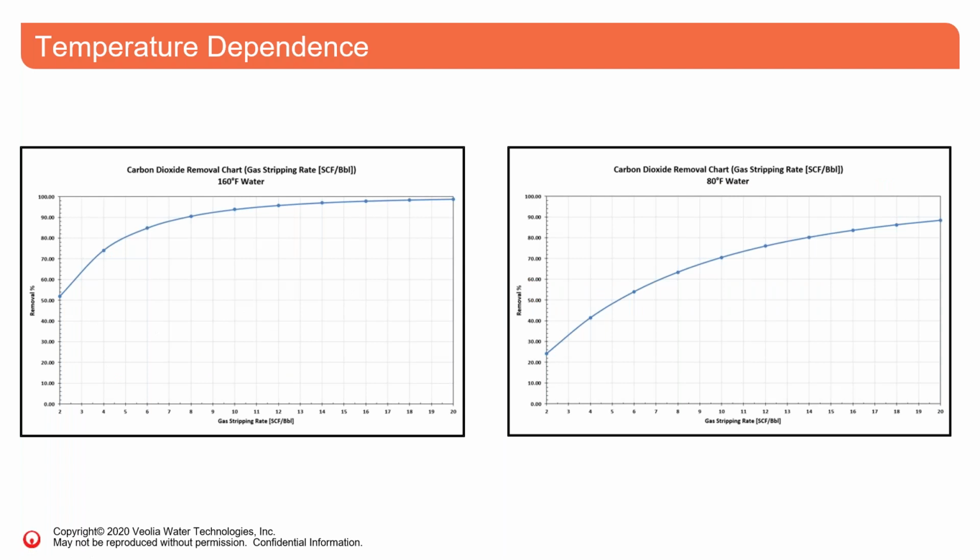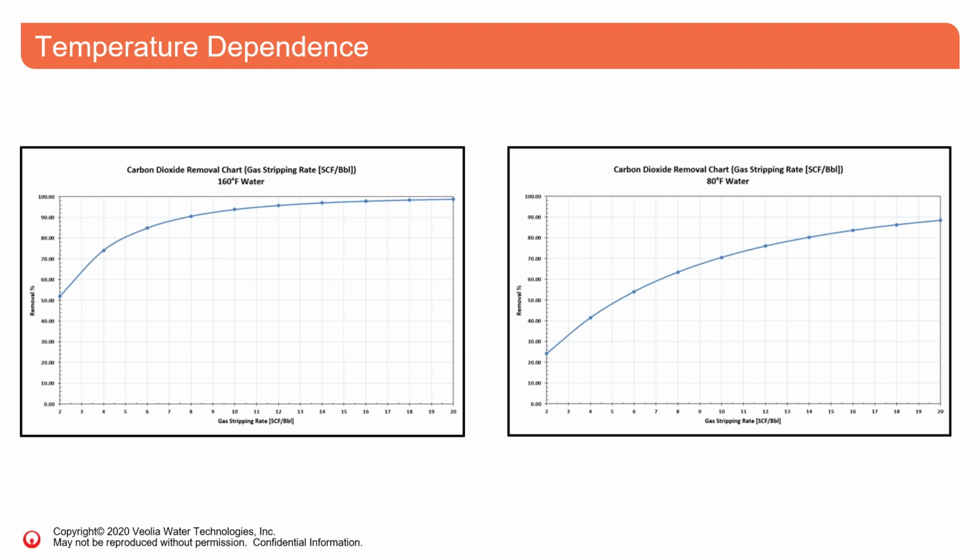Now these are two charts, both for carbon dioxide removal. One is at 160 degrees and one's at 80 degrees. For example, let's take a look at 8 SCF per barrel. At 160 degrees, you see a 90% removal. But at 80 degrees, you only see about a 65% removal. It shows how temperature plays an important role in being able to remove as many contaminants as possible from the solution.